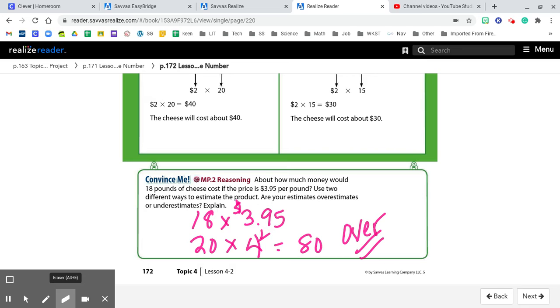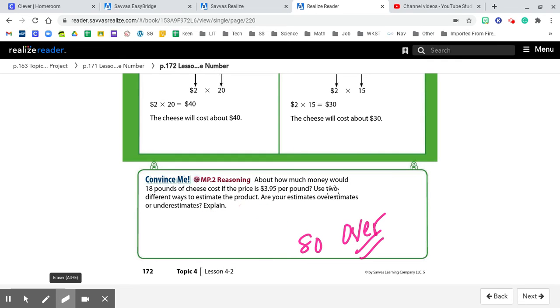So let's see, is there another way? Well, you could use 18 times, I don't know. That would probably be the most logical way to do it. Some people might do 15 times 4, but that might get you a little bit closer. Not really, it won't. So I think that's the best strategy. But as long as you get close to that, it's an estimate, so you're good.